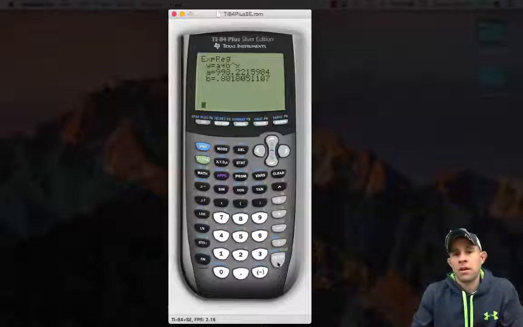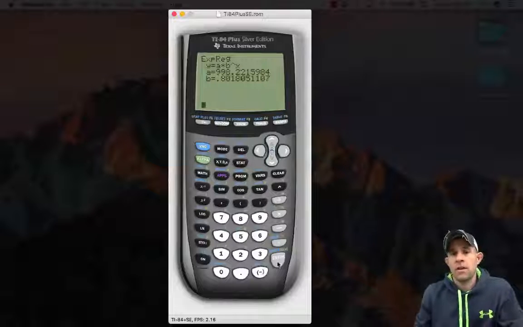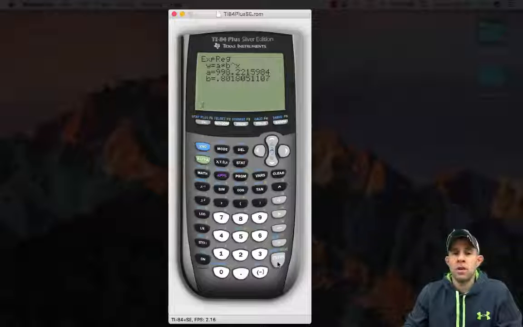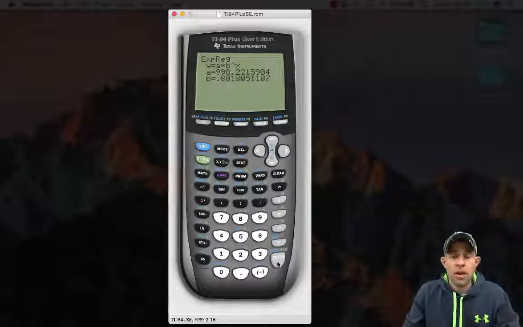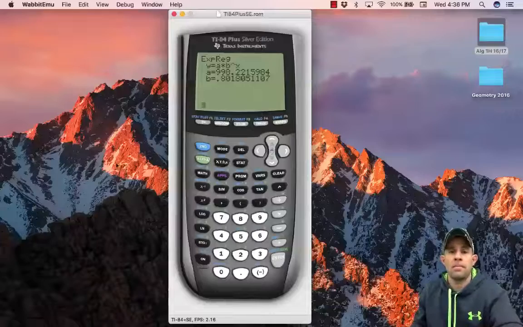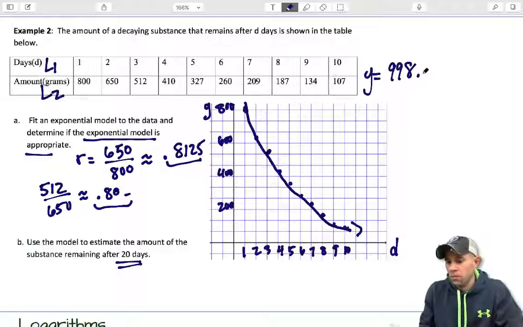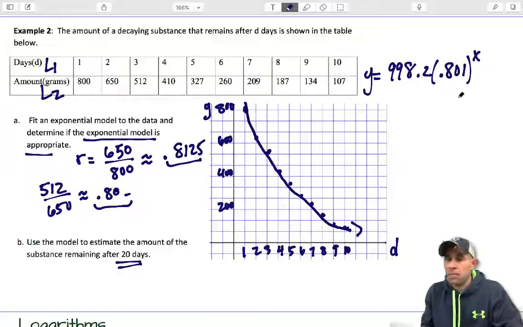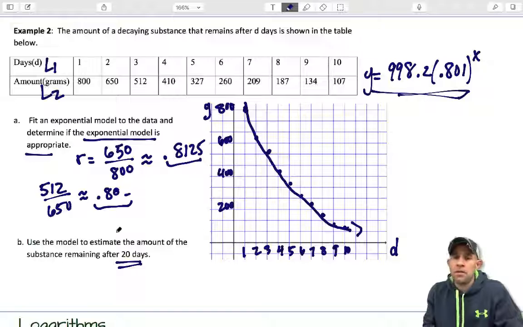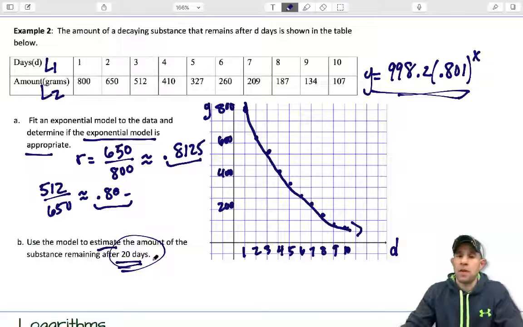When we do so, we get our initial value of 998.2, and our growth factor of 0.801. So that model looks like this. We'll have y is equal to 998.2 times our growth factor of 0.801 to the x power. So there's our model. Now it says to use our graph or our table to find out how much substance is remaining after 20 days.